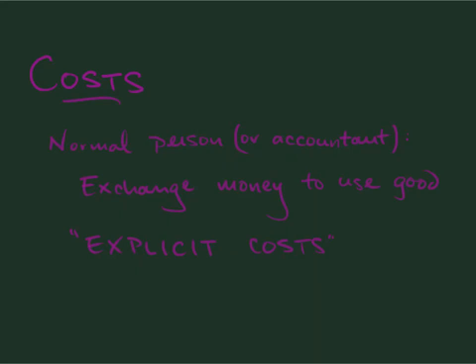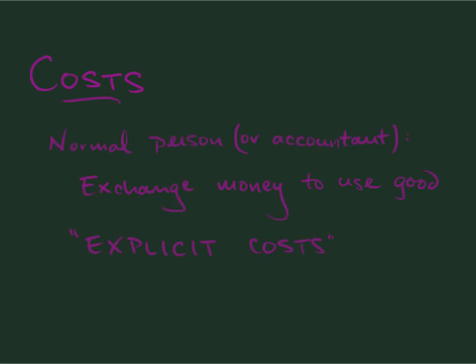Okay, now I'm going to switch topics a little bit. I'm going to talk about costs. First, I'm going to give two different definitions of costs. One is the way that a normal person thinks of costs, which we call accounting costs. The other is the way that an economist thinks of costs.